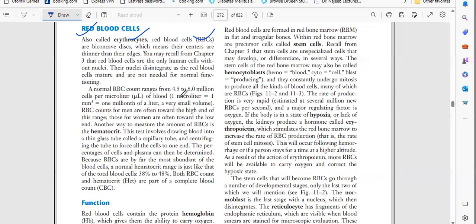अब व्हाट इज द नॉर्मल रेंज ऑफ आरबीसी, हमारे बॉडी में कितना होना चाहिए? अगर एक माइक्रोलीटर ऑफ ब्लड को लिया जाए, if we take one small amount of blood, in that blood how much RBC is present? It is 4.5 to 6 million. In some cases we have 6.5 also. 4.5 to 6.5 is the normal range of RBC.